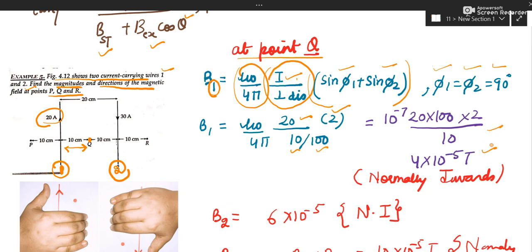What about the direction? So see, this is the direction of current. Yes, here it is written. This is the direction of current. Okay, and we have to find out the magnetic field at this point Q. This is the point Q. So this situation is suiting it. It is inwards. So I have written here normally inwards.